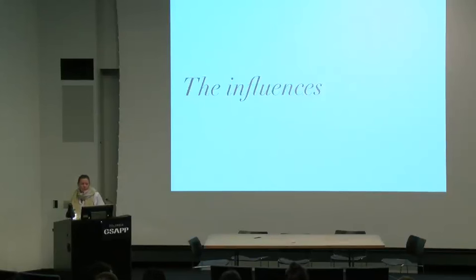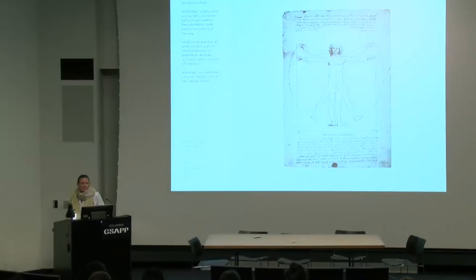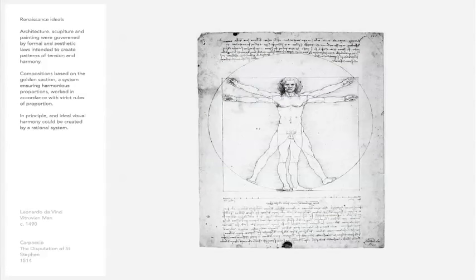So just changing gears a tiny bit, influences. Art, architecture, painting, all these things in the Renaissance governed by formal and aesthetic laws, the notions of proportion, harmony, the golden section. In principle, an ideal visual harmony could be created by a rational system. And that's kind of an idea that plays out in the 20th century ideas of the grid.